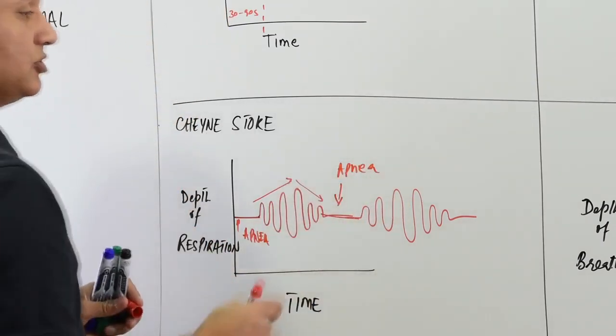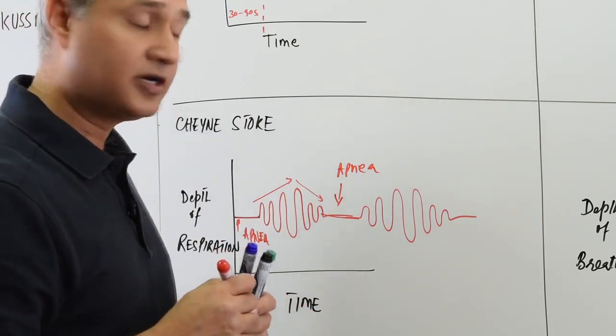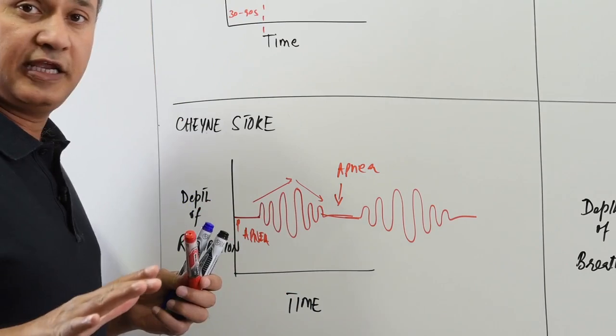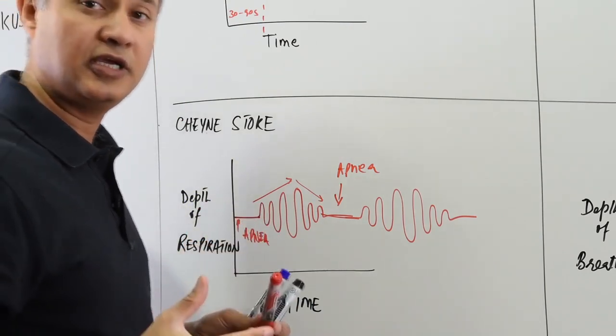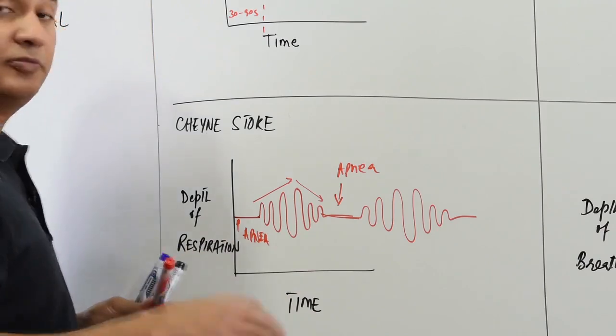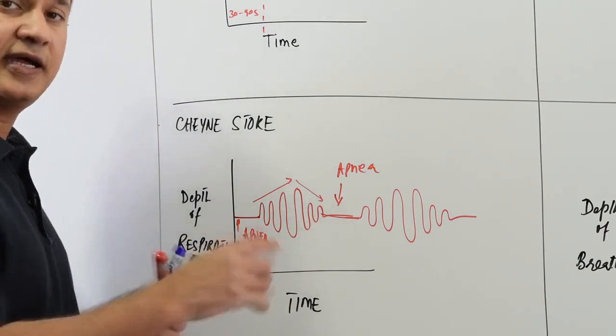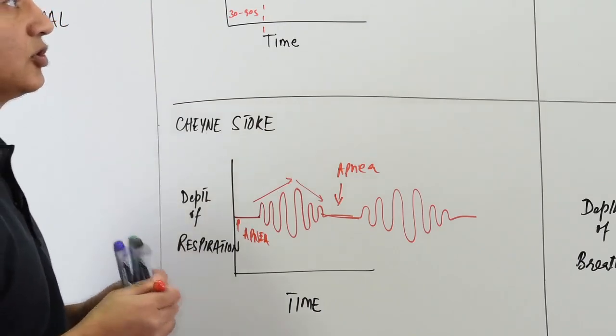This breathing pattern is seen in head injury, it is seen in heart failure, it is seen normally in infants, and it is also seen normally in sleeping people. So don't take it that this always means an injury, but normally sleeping people or infants have it. Other than that, there is some pathology that is causing it.